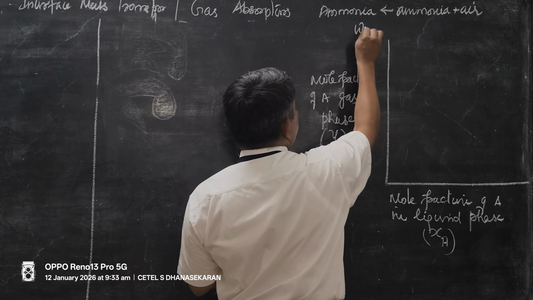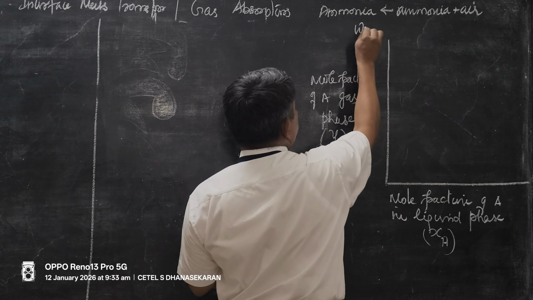Right. The curve is called the equilibrium curve, or the interface, or phase boundary. All are similar. Now the equilibrium curve is ready for the system of ammonia, air and water. Now leave everything.